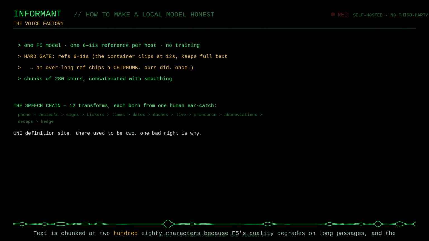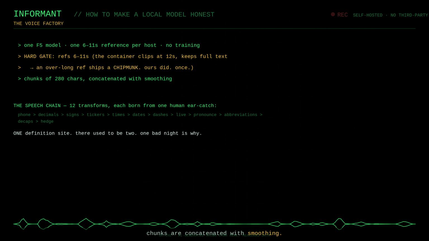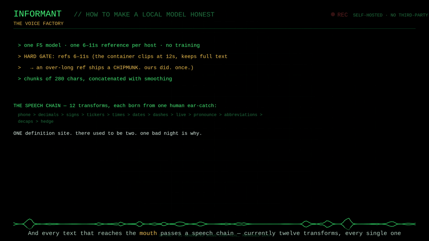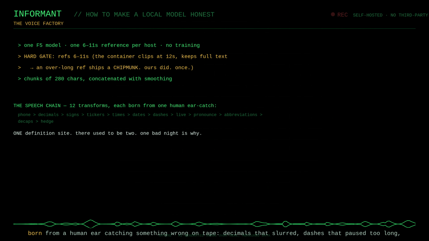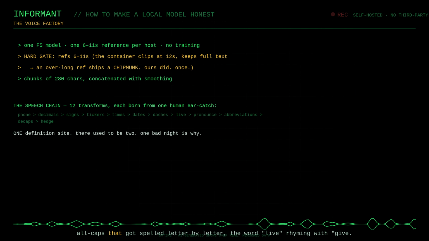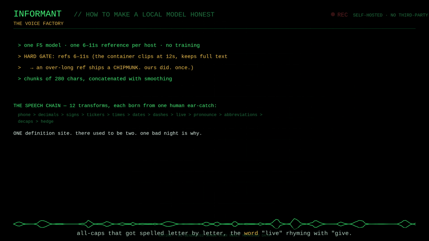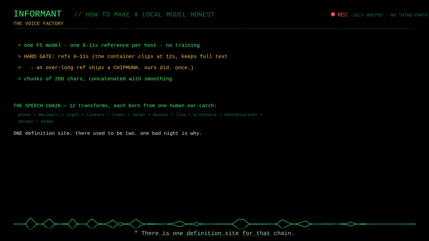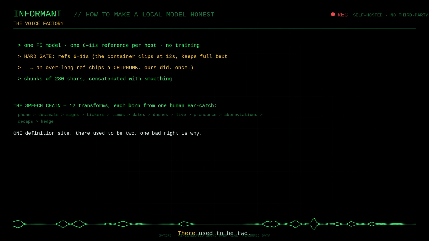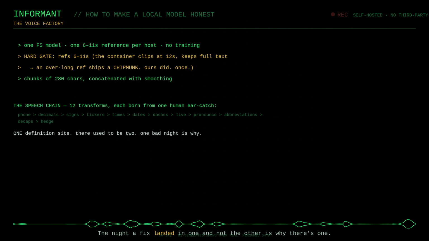Text is chunked at 280 characters because F5's quality degrades on long passages, and the chunks are concatenated with smoothing. And every text that reaches the mouth passes a speech chain, currently 12 transforms, every single one born from a human ear catching something wrong on tape: decimals that slurred, dashes that paused too long, all caps that got spelled letter by letter, the word "live" rhyming with "give." There is one definition site for that chain. There used to be two. The night a fix landed in one and not the other is why there's one.